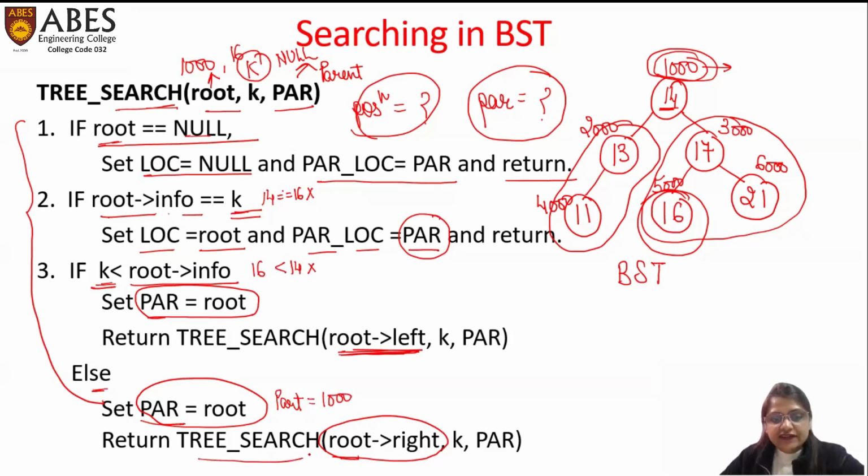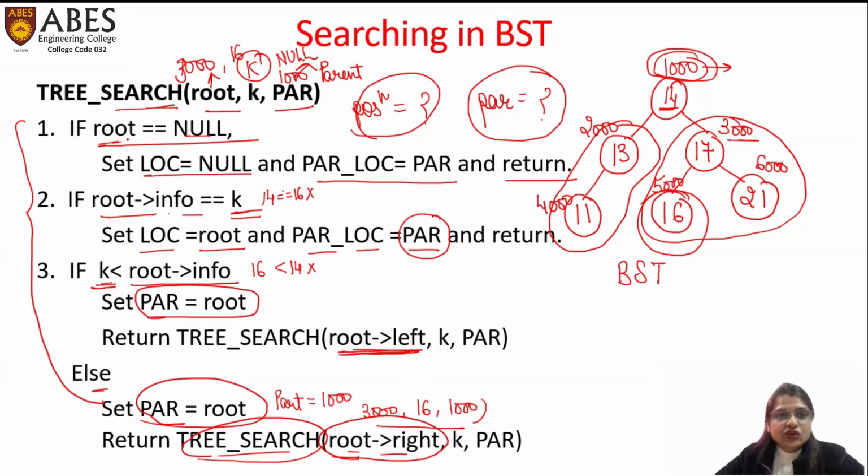Then we recursively call this procedure with root right. What is the address of root right? That is 3000. So the new updated values are 3000, 16, which is the data item I am looking for, and the parent's latest value, 1000. These values will again recursively call the same procedure. Again we compare, because now the new values are 3000, 16, and 1000.